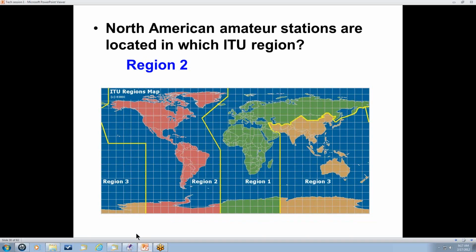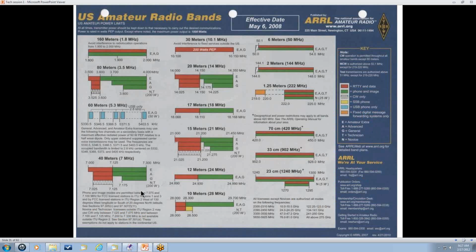Okay, we're going to have a few questions here where we're looking at this, so if you could grab this, that should print it off. Okay, got it.